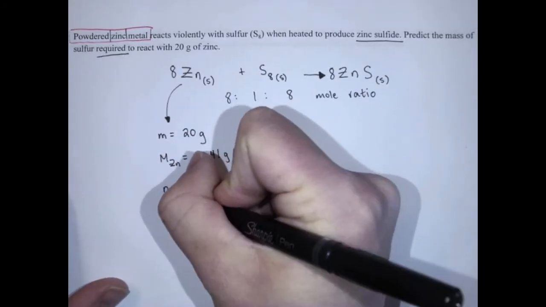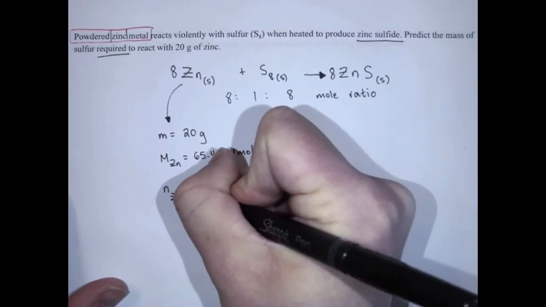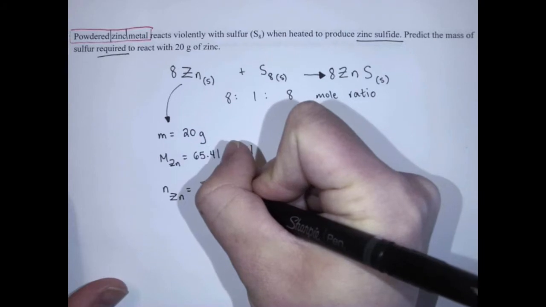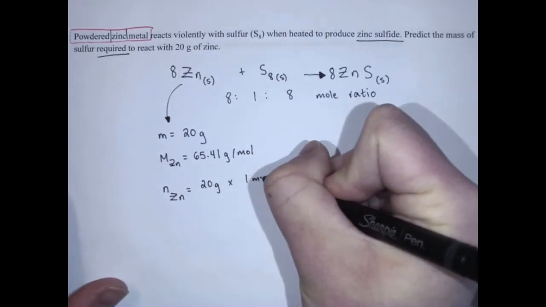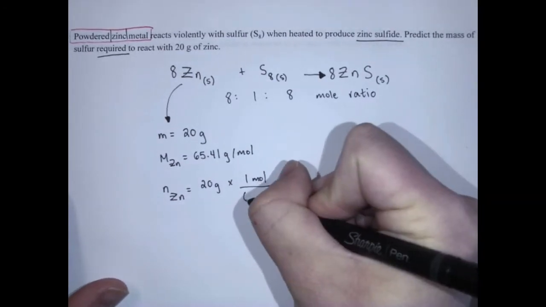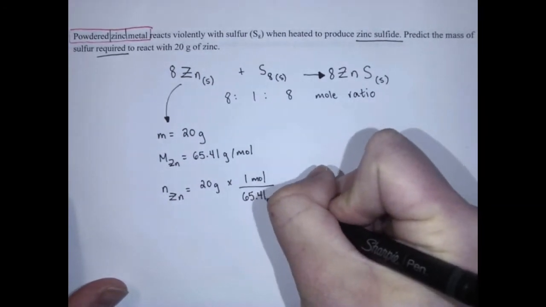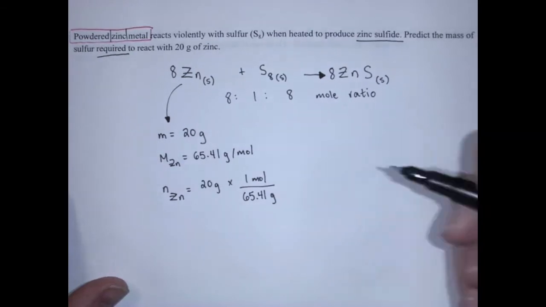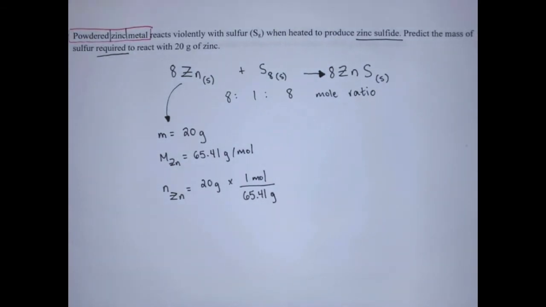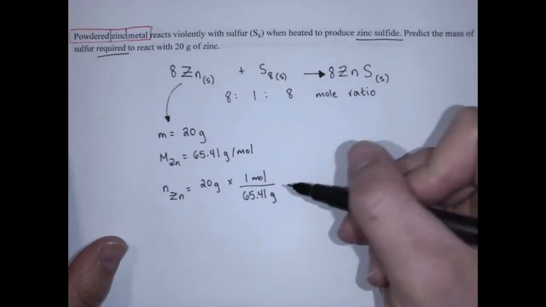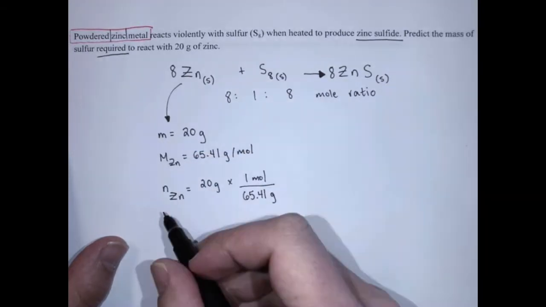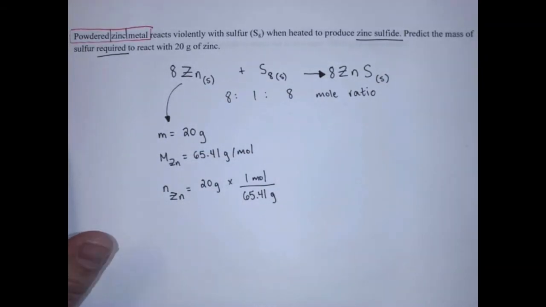So my number of moles of zinc will equal 20 grams divided by 65.41 grams per mole. And we're going to get some number out of there, which will become our moles of zinc.